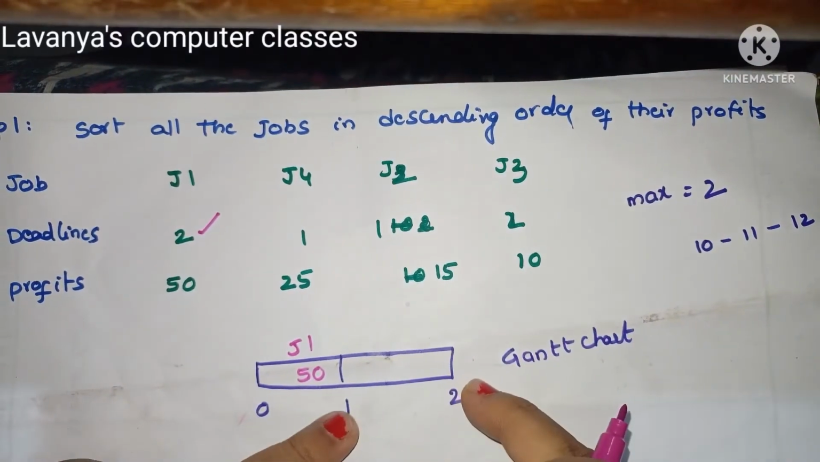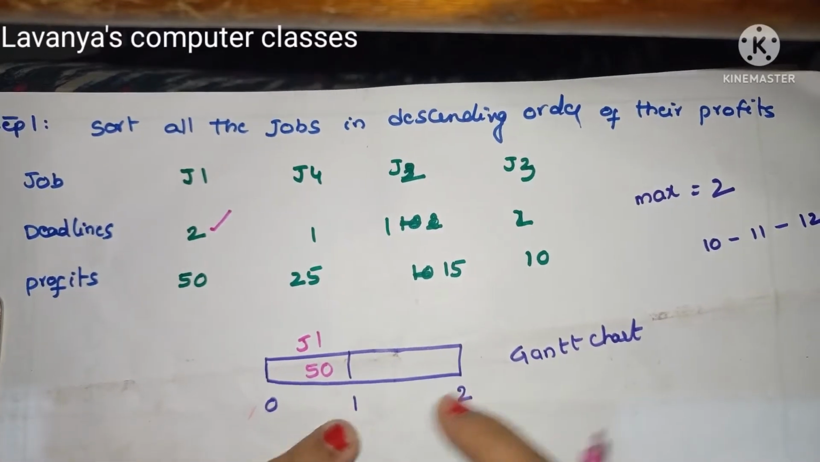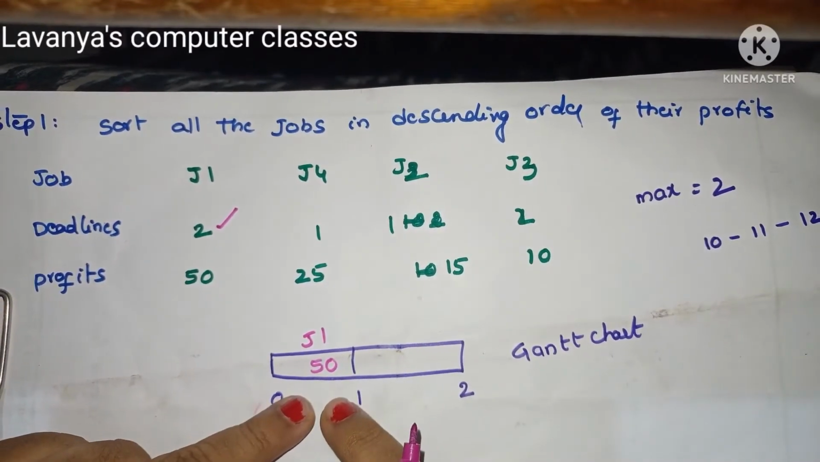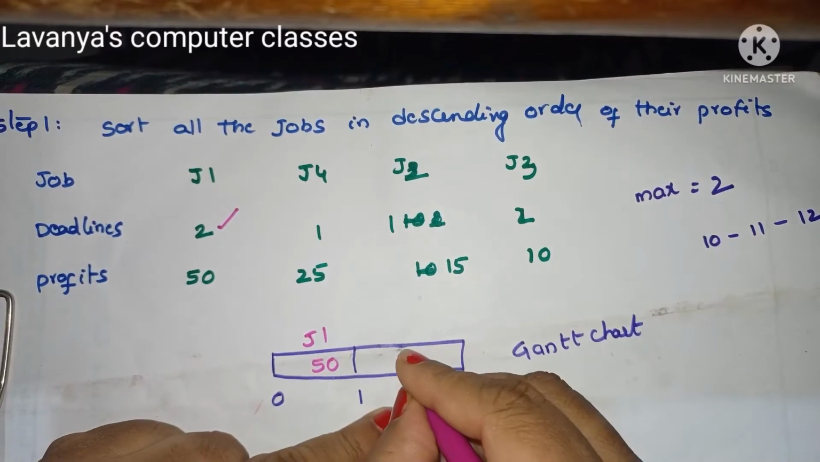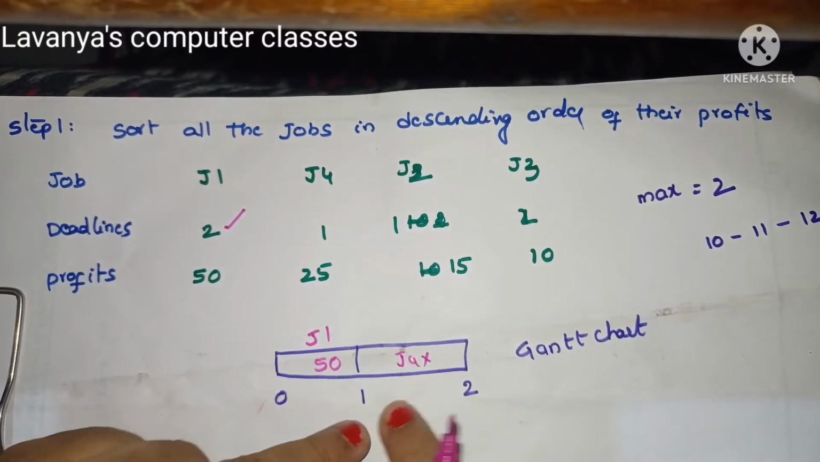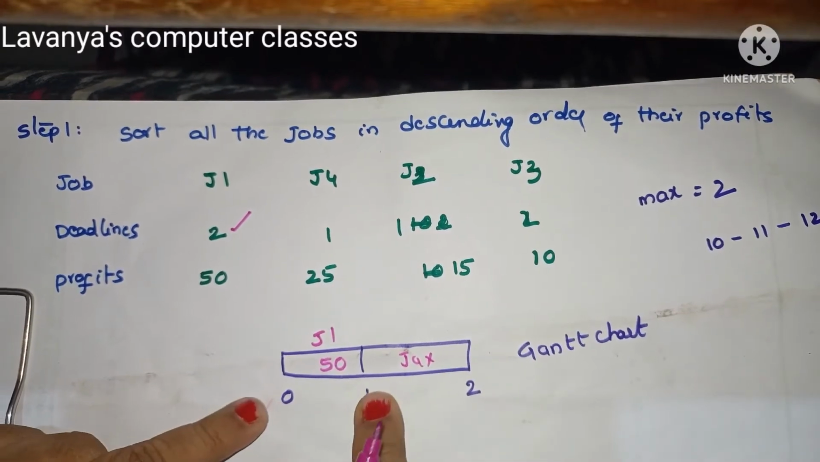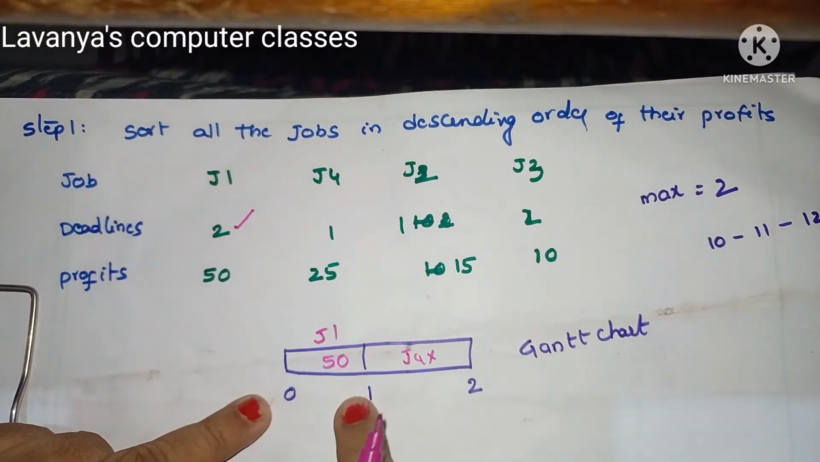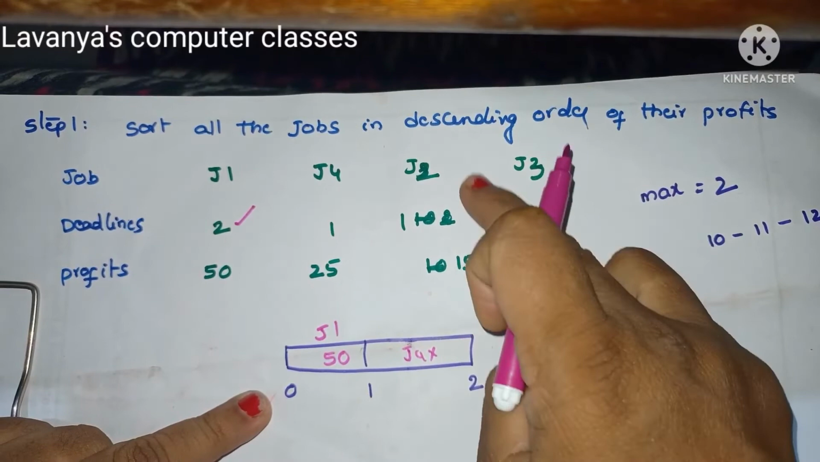But it is in the 1-2 slot. That means the first 1 hour is already filled with J1. So J4 is not possible to keep here. Just close it, because J4 is not waiting in the second hour. His time is only the first 1 hour only. So next profit is J2.